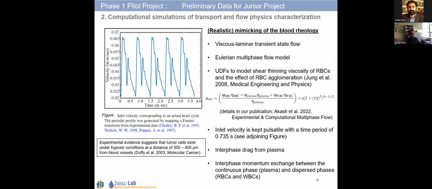In the first step of the simulation, as I already mentioned, the fluid domain was multi-phase. We considered three phases: RBCs, WBCs, and plasma. To replicate a realistic rheology, the flow was pulsatile as per the cardiac cycles. The pulse consideration is also critical in terms of the biology of the problem, as the time period of 0.735 seconds is enough to impact diffusive transport into the tumor, which in turn can affect hypoxia.